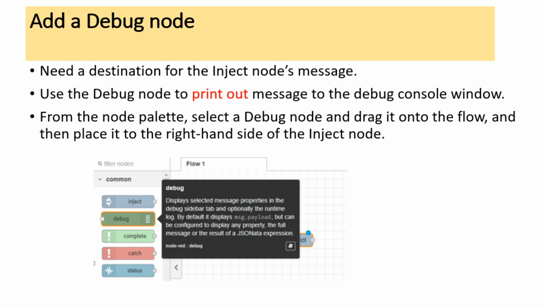Now we need to add a debug node. The debug node enables us to display the data in the debug message console. The inject node is holding a message, and that message has to be printed in the console. That happens with the help of the debug node. So click the debug node as usual, drag it and place it in the editor window.